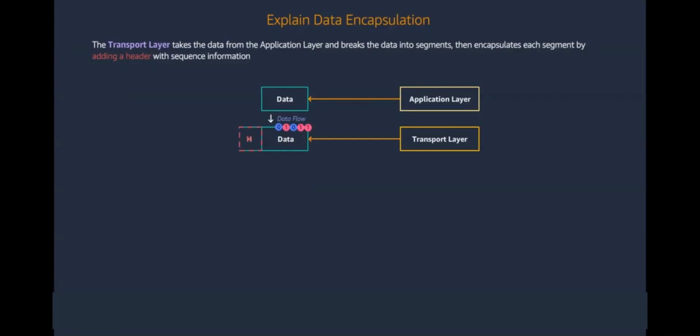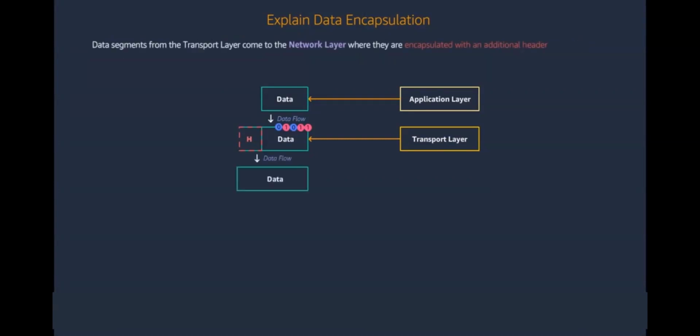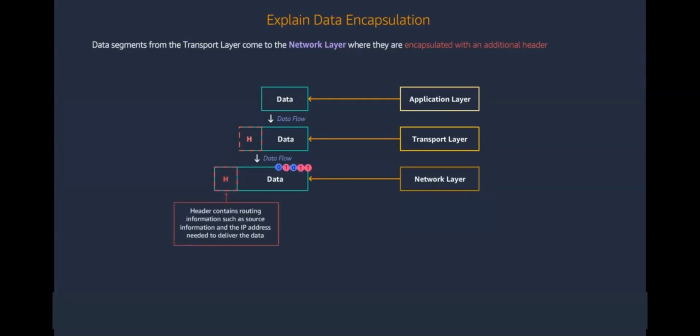then encapsulates each segment by adding a header with sequence information. Next, data segments from the transport layer come to the network layer, where they are encapsulated with an additional header containing routing information, such as source information and the IP address needed to deliver the data. This encapsulated data is now called a data packet.